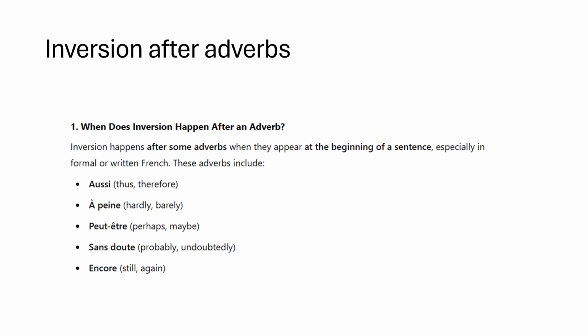In spoken French, it's often rare to hear inversion, but it's also grammatically correct, so you may come across it in a writing activity or also in a translation. So inversion happens after some adverbs when they appear at the beginning of a sentence. For example, some adverbs including aussi, à peine, peut-être, sans doute, and encore would require inversion after.